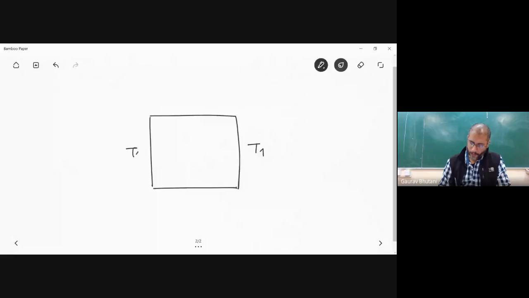So we have T1 on the 3 boundaries, and then I have T2 on the top boundary. Okay, I hope you can see the screen now.